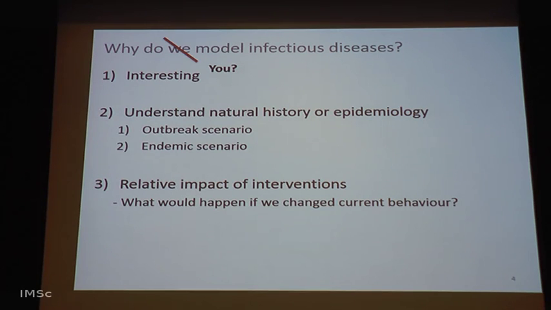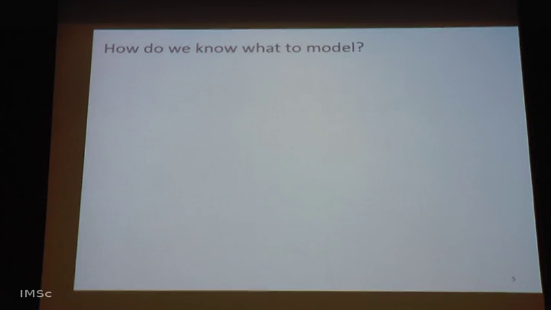That's really great. So the idea that maybe we want to understand the natural history or the epidemiology of an infectious disease. So for example, we want to understand why we have an outbreak scenario sometimes, and in other situations why we have an endemic disease. And we also want to look at the relative impact of interventions. So how do we control it? What would happen if we changed our current behavior? How would the levels of disease change? And then, as someone said down here, maybe we want to predict the future. And obviously that's a relatively complex task.